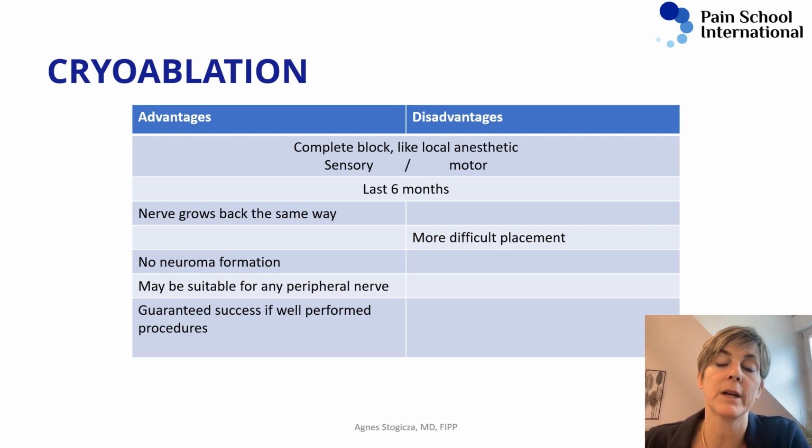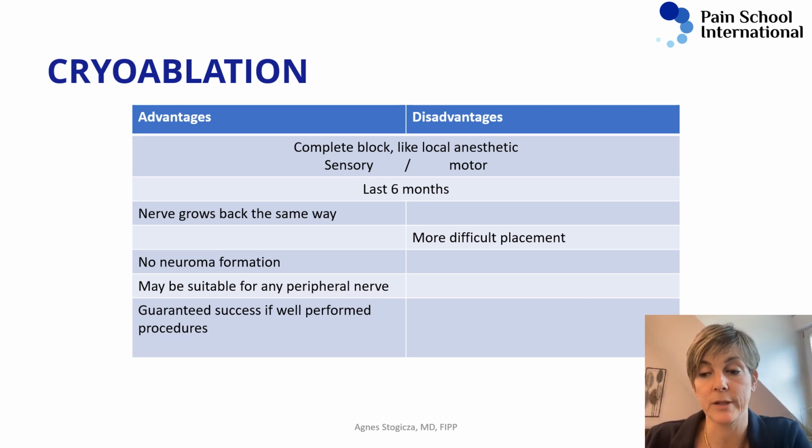So let's look at the advantages and disadvantages of cryo. It provides a complete block like local anesthetic. It will last 6 months or longer, because sometimes when the nerve grows back into a healthy environment, the pain will not come back. Also, the nerve does grow back in the exact same way, which is also an advantage because you don't have to look for it. If it needs a repeat freeze, you can go back to the same location.